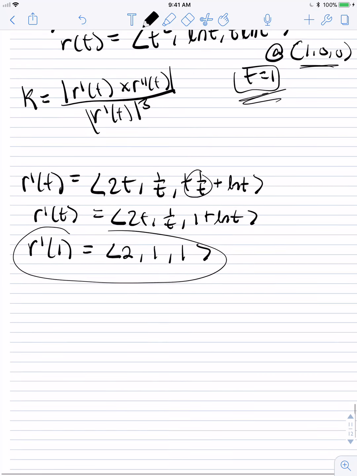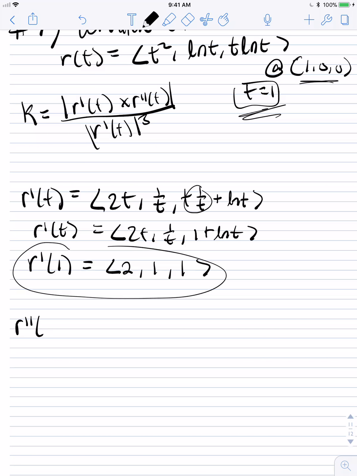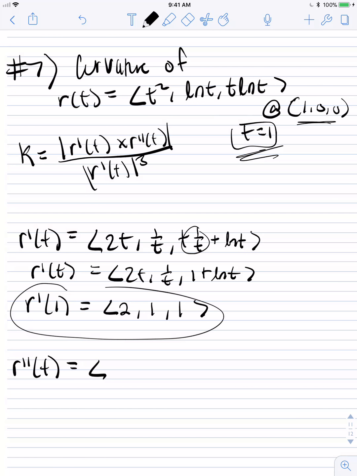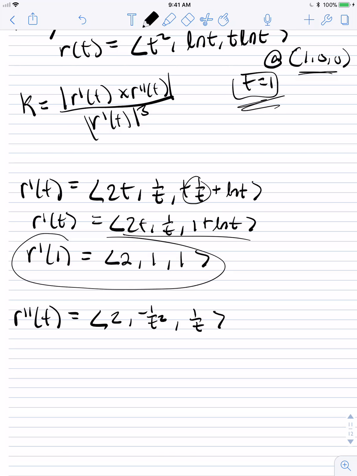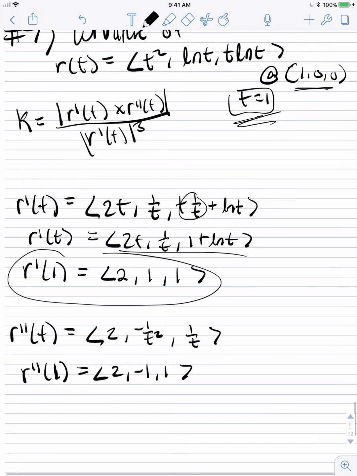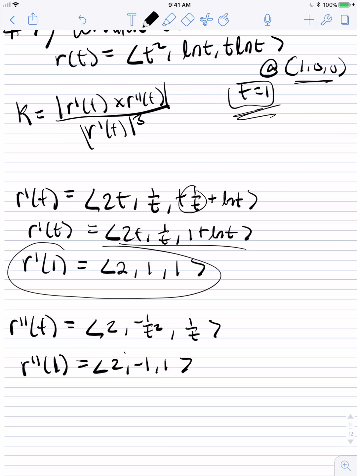We also need r double prime. So let's do r double prime of t. And let's see, we're looking right here. So the derivative of 2t is 2. Then we have a negative 1 over t squared. And then we have a 1 over t. Right? So now, if we plug 1 into that double prime, we get 2, negative 1, and 1. Okay. So now we have an r double prime, and we have an r single prime.